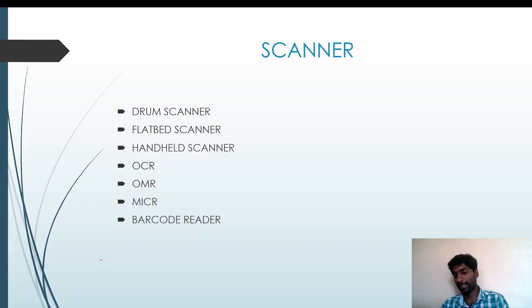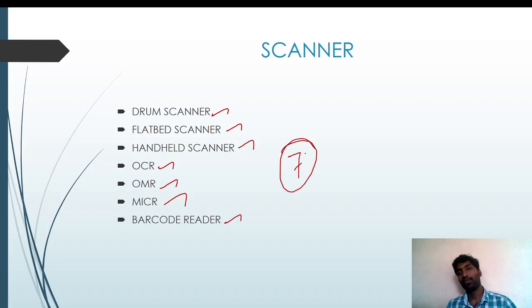When we talk about the scanner, there are several types. Today we are going to learn: first one is a drum scanner, then flatbed scanner, handheld scanner, OCR, OMR, MICR, and barcode reader. These are the scanners used in different areas. Different areas we are using these seven types of scanner. First we can learn the drum scanner.